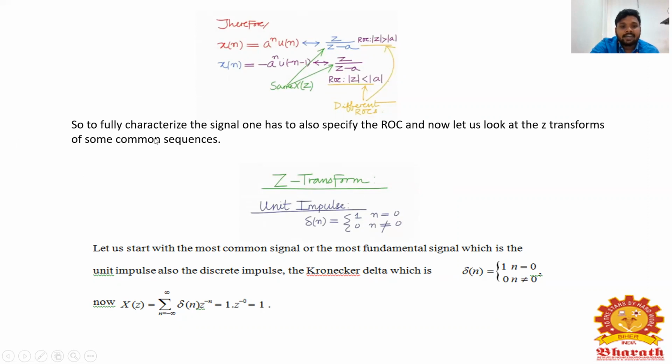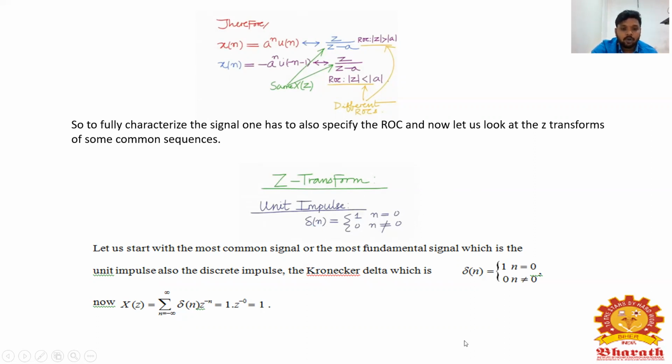So to fully characterize the signal, one has to also specify the ROC, and now let us look at the Z transform of some common sequences. First, the unit impulse is denoted as delta of n, which is equal to 1 if n is equal to 0, and 0 if n is not equal to 0.